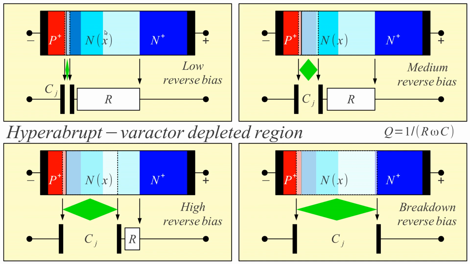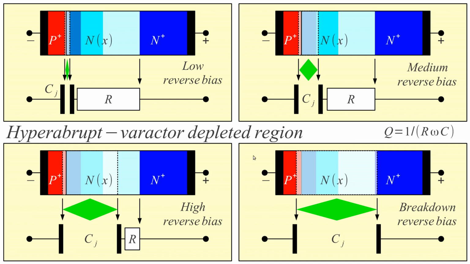All this region here has quite a high resistance. So the hyperabrupt varactor has quite a large series resistance at low reverse bias. This series resistance drops only at high reverse bias. So the Q of this varactor may be quite low because of this high resistance, or low conductivity. So the Q of a hyperabrupt varactor is a very complicated function of the applied reverse voltage.